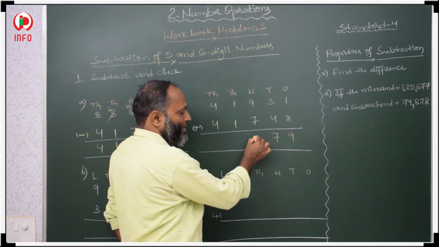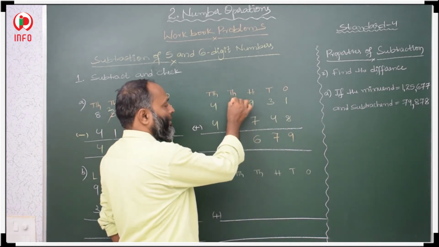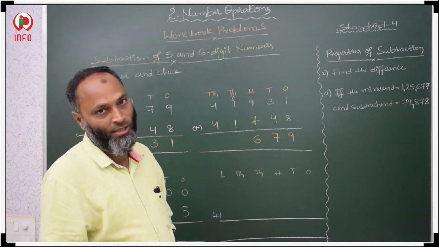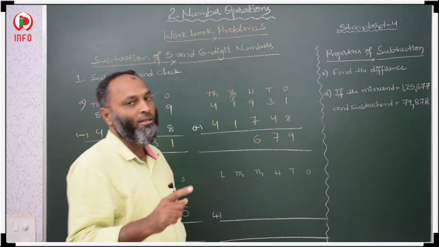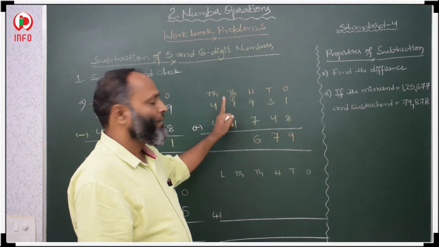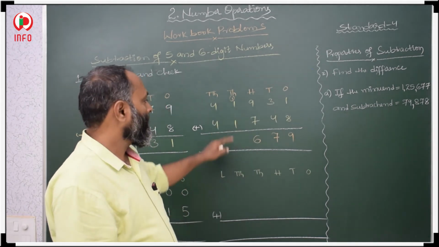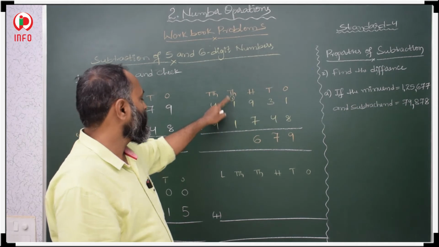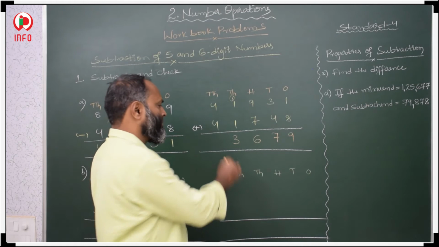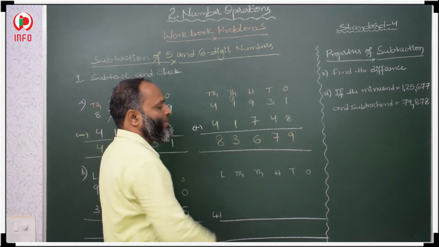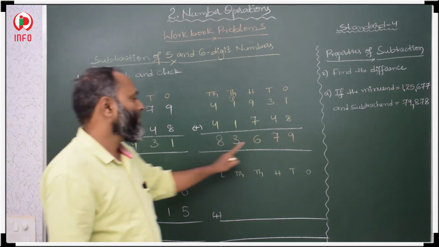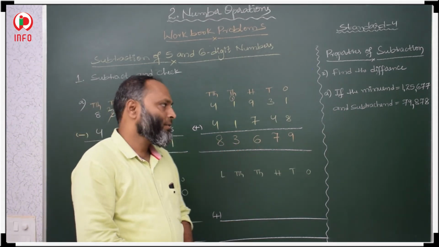16 is 6 hundreds, 1 thousand. 1600 is equal to 6 tens and 1 thousand. So we put 6 in the hundreds place and 1 in the thousands place. 1 plus 1, 2, 2 plus 1, 3. 4 plus 4, that is 8. 83,679. We will get the same answer. So like this we will get.